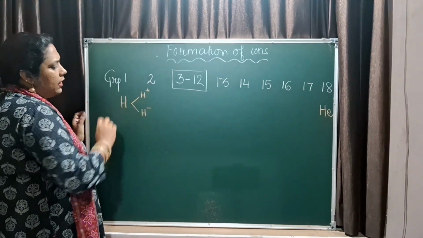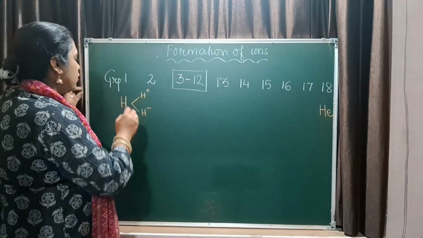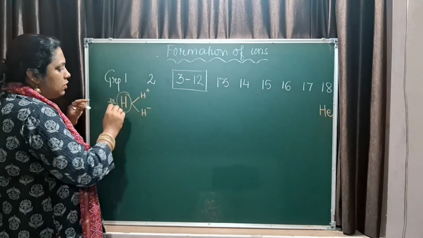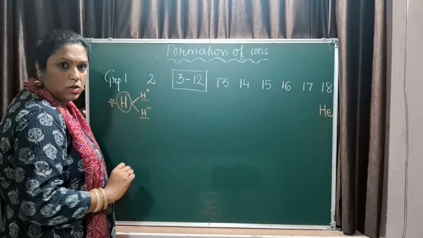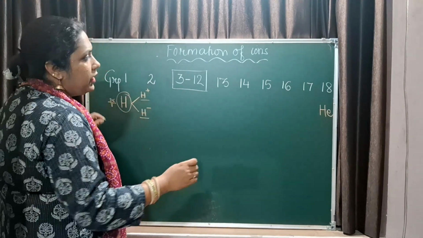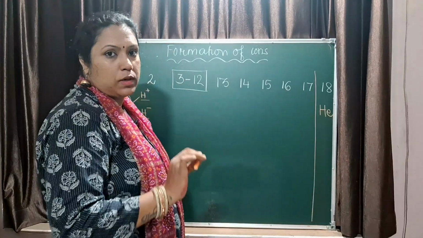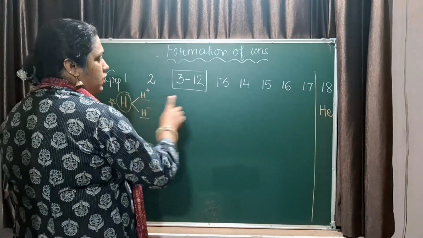You know that in group 1, that is the group of alkali metals, you have got one non-metal. So it is an exception. It behaves as alkali metals also, and it behaves as halogens also. Helium does not form an ion. Helium is a noble gas. It does not form ions.